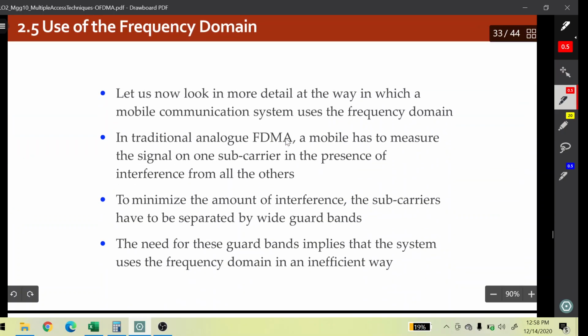Now, use of the frequency domain. Let us now look in more detail at the way in which mobile communication systems use the frequency domain. In FDMA, a mobile has to measure the signal on one subcarrier in the presence of interference from all the others. To minimize the amount of interference, the subcarriers have to be separated by wide guard bands. The need for this guard band implies that the system uses the frequency domain in an inefficient way.